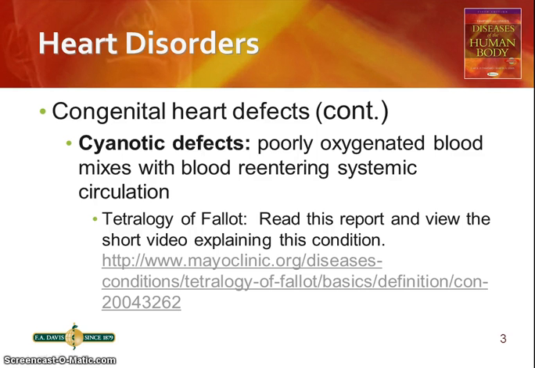One that I have highlighted for you to take a further look at is the tetralogy of Fallot. I think it's an interesting report. It's called a tetralogy because it involves 4 disorders. So it kind of brings together several factors, and if you review this, you should have a better understanding of what these congenital defects are and what they can lead to.